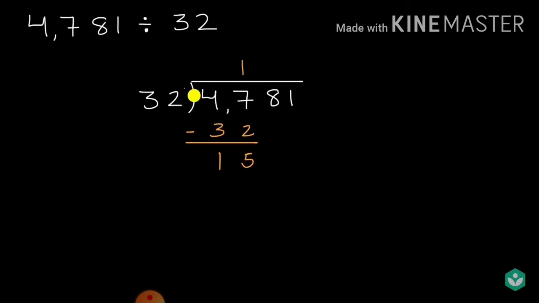And the way you make sure that you did that step right is whatever we get over here should be less than 32. If whatever we have here is 32 or greater, that means we could have had a larger number up here. But then our next step is we bring down the 8, and we say how many times does 32 go into 158? Now this is a little bit tricky.